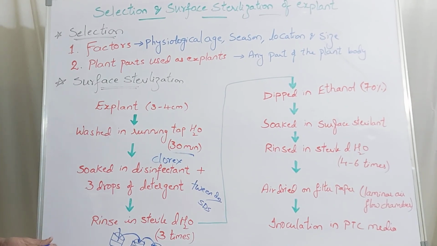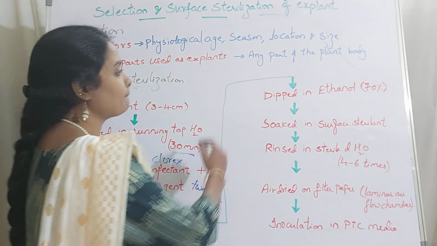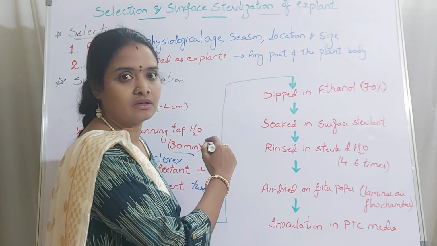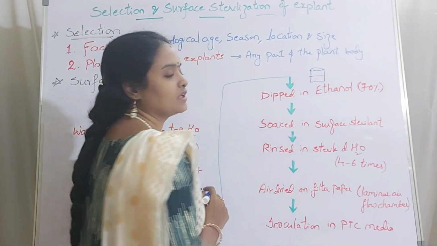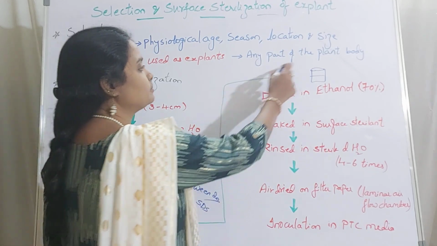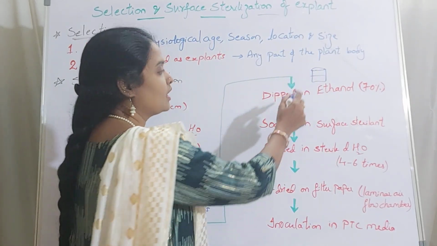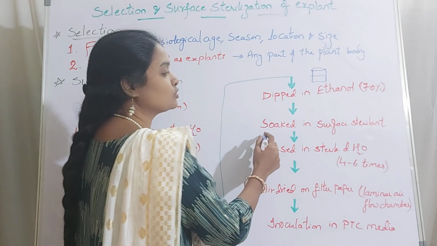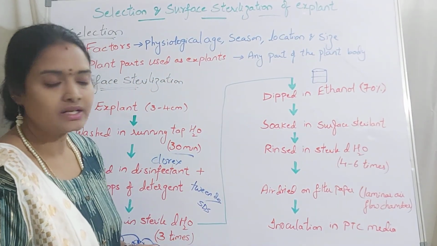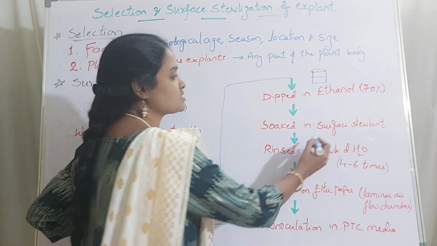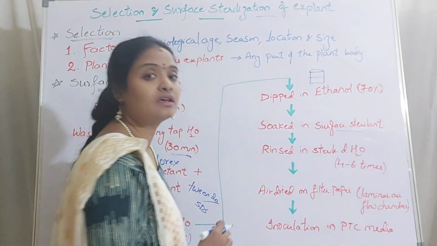So after rinsing them, you are going to transfer them into another beaker. Right, here the beaker contains 70% ethanol. Okay, simply dip the explant with the help of forceps and then again transfer them to the beaker containing the surface sterilant. So here the surface sterilant is nothing but surface sterilizing agents.